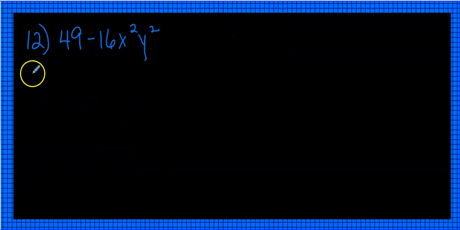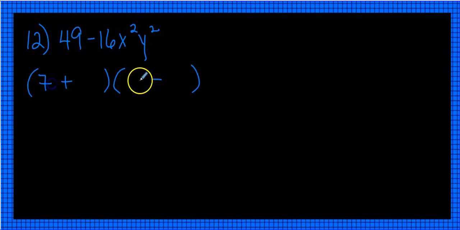Number 12, same type of problem. I have a 49 and I have a 16x squared y squared. So let's go ahead and just do our parentheses. I have a plus in one and a minus in the other. The square root of 49 is 7, so that's the first one. The square root of 16x squared y squared is 4xy. That times itself would be 16x squared y squared.